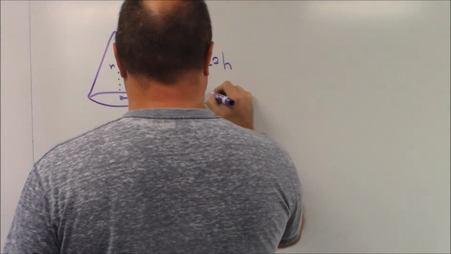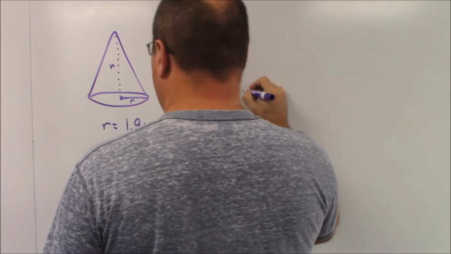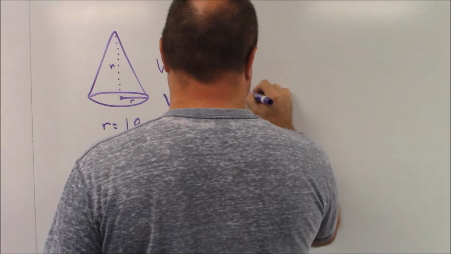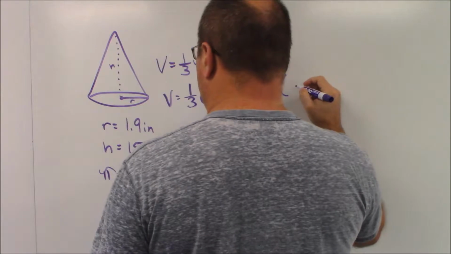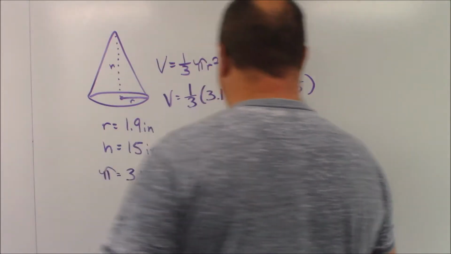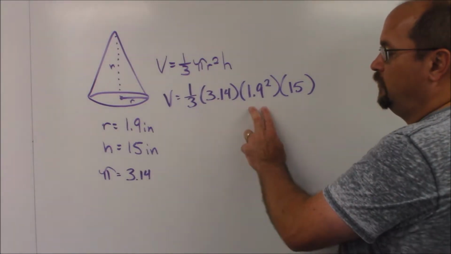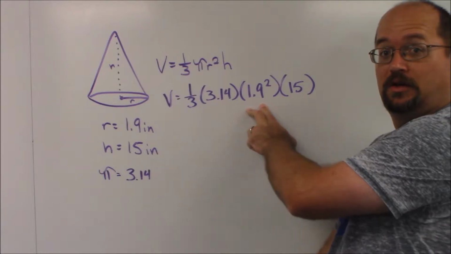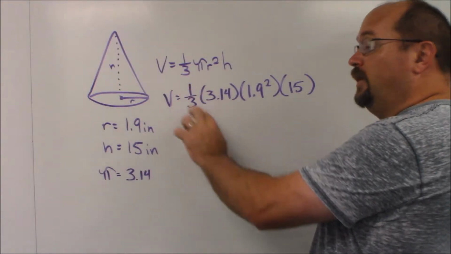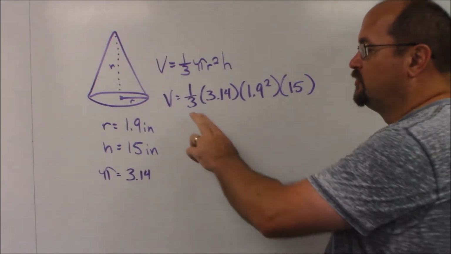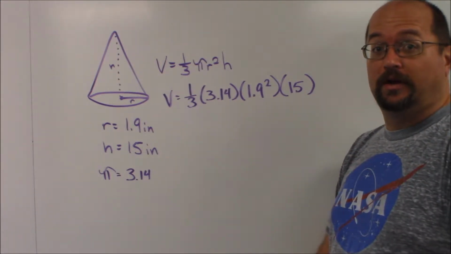So I'm going to rewrite my equation as 1/3 times 3.14 times, my radius is 1.9, so I'm going to do 1.9 squared times the height, which is 15. All right. Now, when we're punching this into the calculator, we want to do our 1.9 squared first, because we don't want to make an error there. What you don't want to do is either 1 divided by 3 or 0.33333 or however you choose to key it in times 3.14 times 1.9 and then square that, because that will give you an incorrect answer.